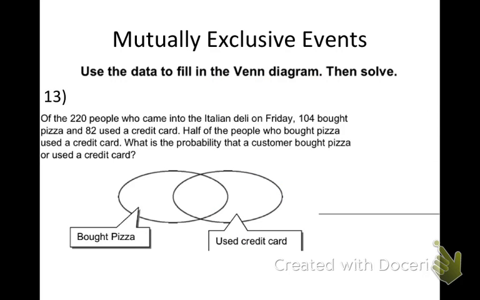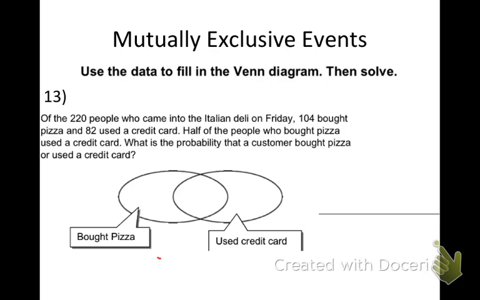It says, of the 220 people who came into the Italian deli on Friday, 104 bought pizza and 82 used a credit card. Half of the people who bought pizza used a credit card. Big key right there. What's the probability that a customer bought pizza or used a credit card? Again, take a couple seconds and try this. All right, so let's try number 13.